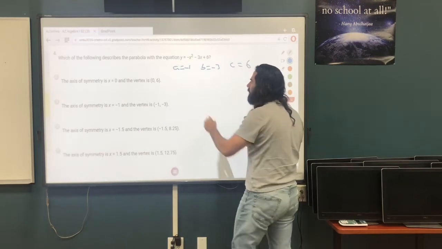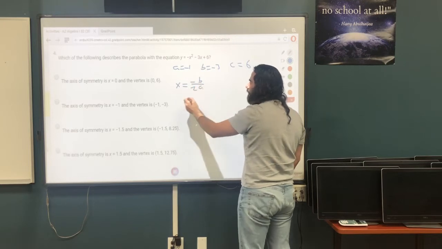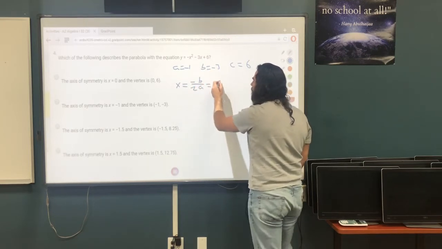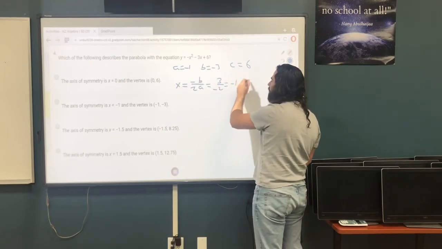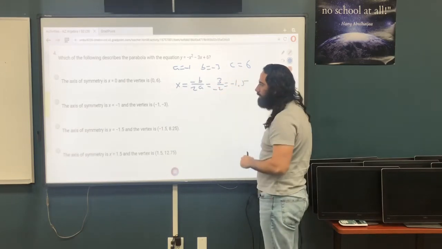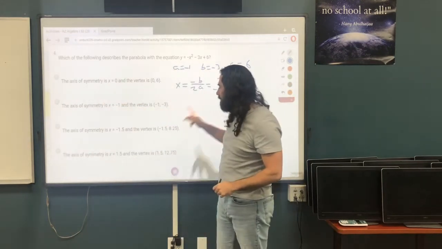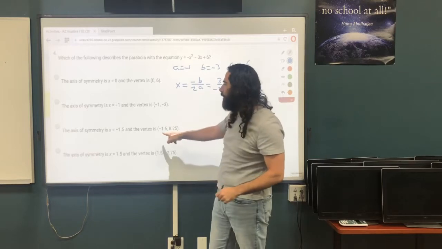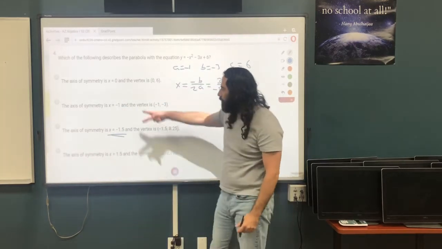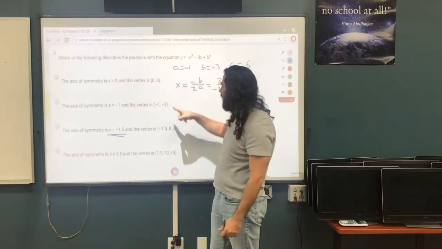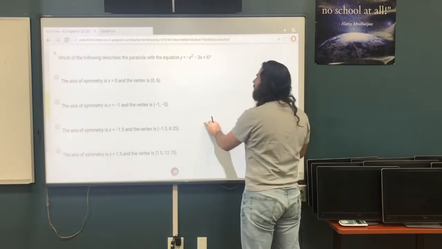So x equals negative b divided by 2a. So x equals negative b, it's going to be 3, divided by 2 times a, negative 2, which means negative 1.5. That's the axis of symmetry. So where do we have negative 1.5? The third one, negative 1.5. That's the only one. Now let's say we had two negative 1.5s, then you need to plug it in to find the y value. That is it, guys.